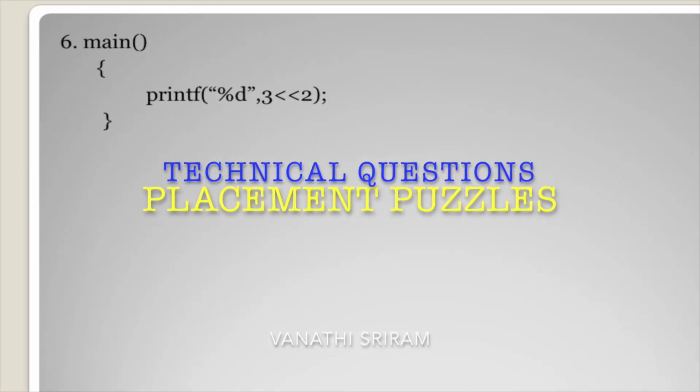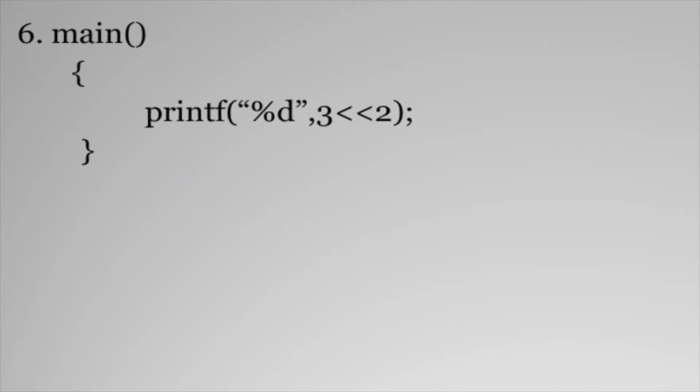Can you guess the answer for this? Here, a bitwise operator is used, that is a left shift operator. So whenever the bitwise operator comes, the first and foremost thing to be done is to convert the decimal value into binary. Here, the decimal value 3 should be converted into binary, and then the shifting has to be performed on the left hand side twice.